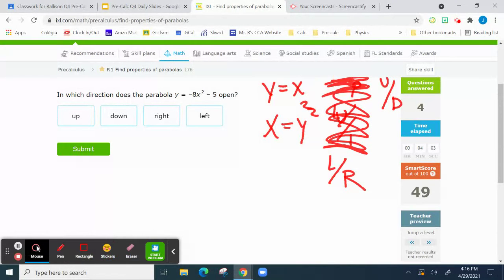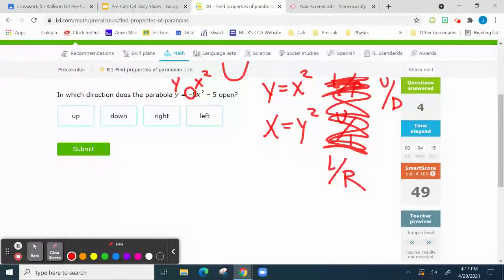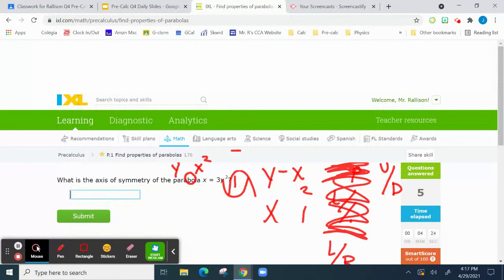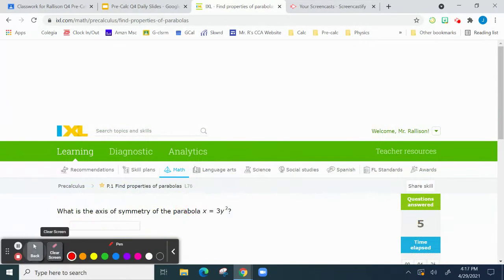So this is y equals x squared. See the y and the x squared, right? And it's negative. So a normal y equals x squared opens up if it's positive, but if it's negative, it opens down. So this one opens down. Let's see what else we got here.